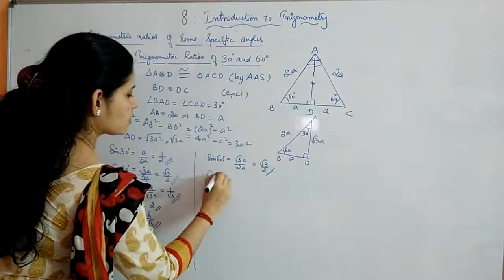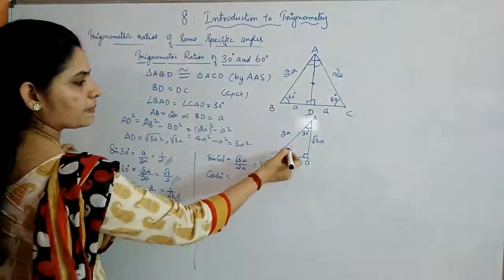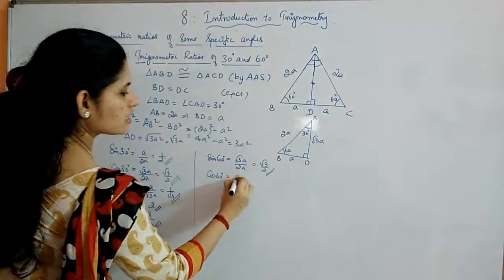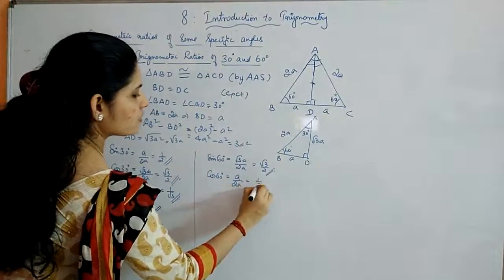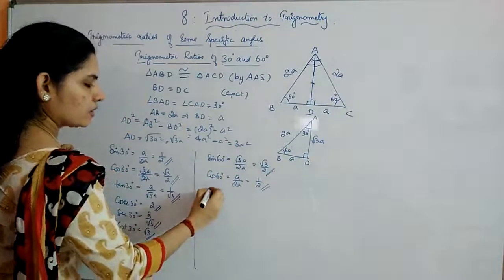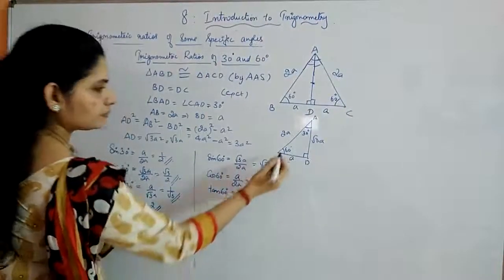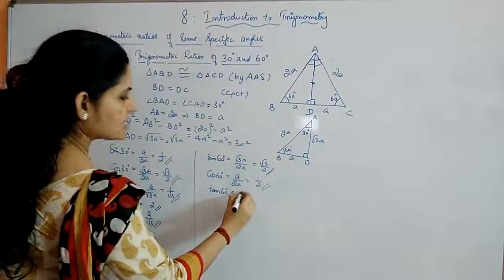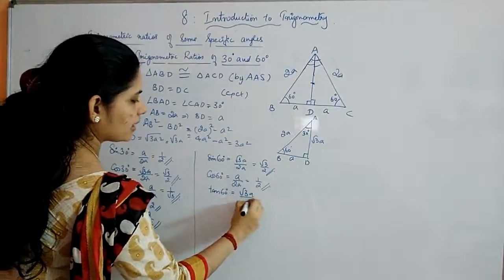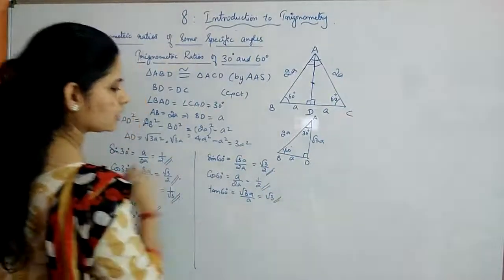Next you have to get cos 60 degree, which is adjacent side by hypotenuse. So you'll get A by 2A, which is 1 by 2. So cos 60 degree is 1 by 2. Now what is tan 60 degree? Again opposite side by adjacent side, root 3A by A, which is root 3.